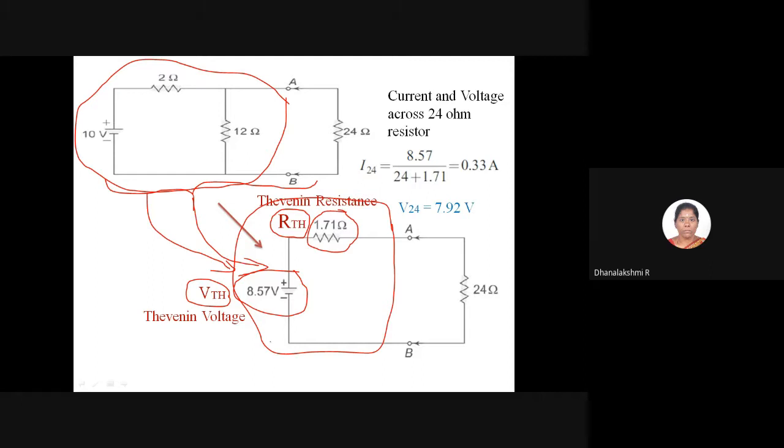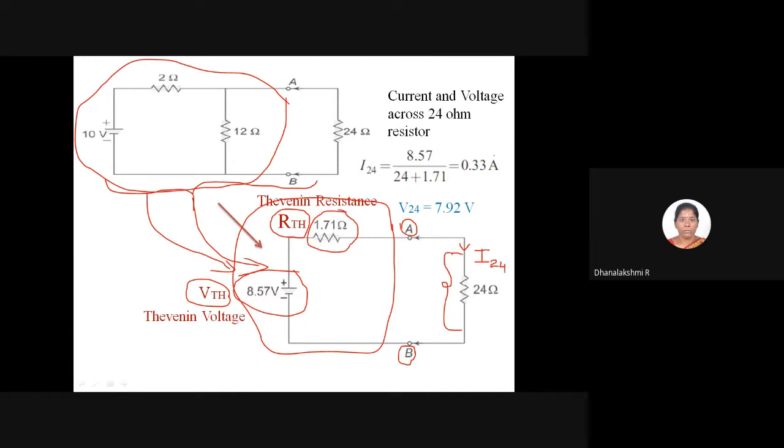Once we get the Thevenin's equivalent circuit, we can connect back the load resistance. Initially we removed this load resistance. Now you can connect it back, that is 24 ohm, across the same terminal AB, the load resistance which we removed earlier. Now if you want to find the current in the 24 ohm branch, you can find it out. If you want to find the voltage across 24 ohm, you can find that out too. For example, let me take the current in the 24 ohm branch to be I24.